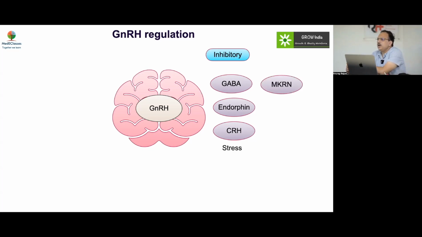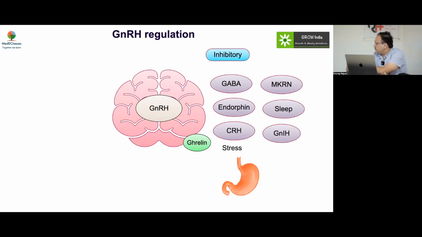Then of course there are pathways like MKRN, which we talked about in terms of precocious puberty, and sleep also has an impact. Now, if you are hungry, the body will have less distension of the stomach, and the ghrelin level will go up. So when you are hungry, would you like to have pubertal development? No. So ghrelin will suppress. It will say, okay, first let's feed me and then you go for puberty. So ghrelin will decrease that.